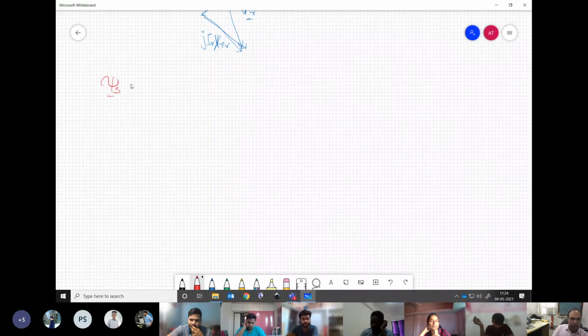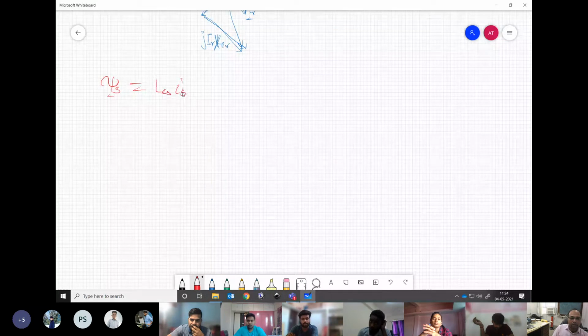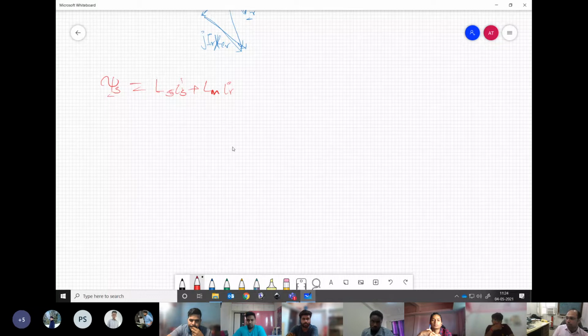Now what is psi s exactly? It is LLS IS plus LM, or I can say LS IS if I add the total IS term over here, plus LM IR. Understanding my point? If you divide this LS into two parts, LLS and LM, you can represent it like this, isn't it?